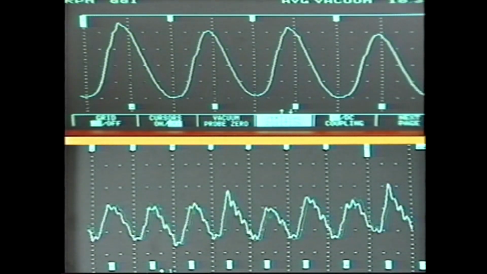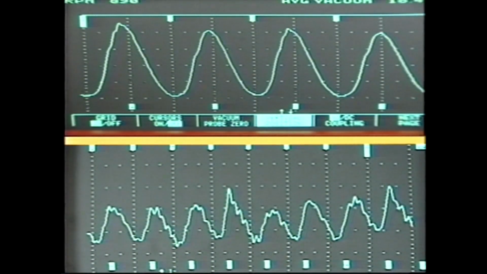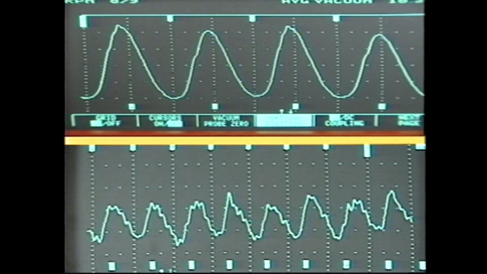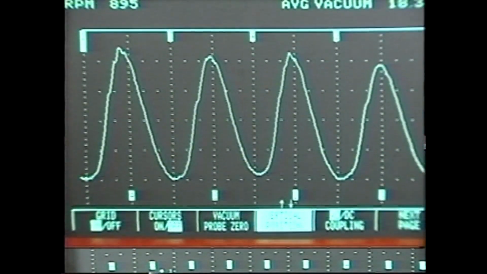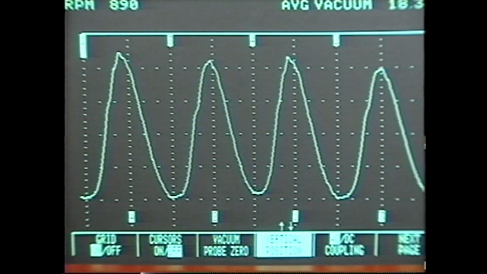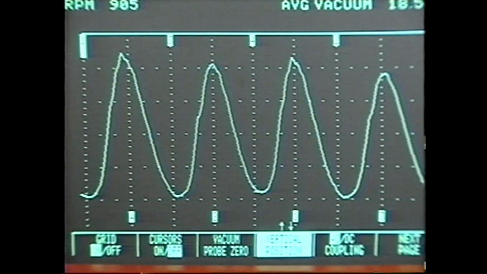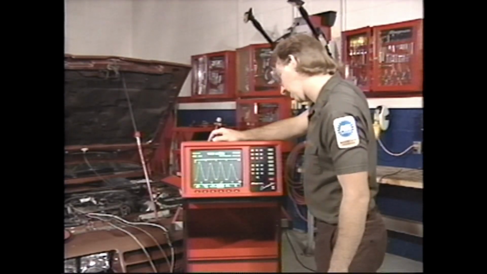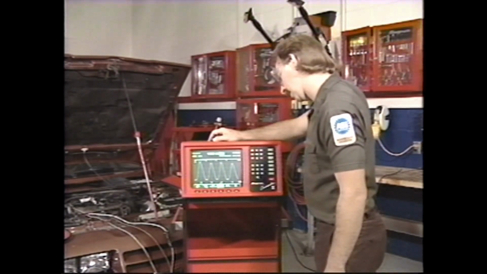A waveform for a 4-cylinder engine will be more detailed than one for an 8-cylinder engine because there is less overlap. The descending slope for each cylinder should be at the same angle and in the same time span. This tells you that the cylinders are developing the same amount of vacuum in the same amount of time.